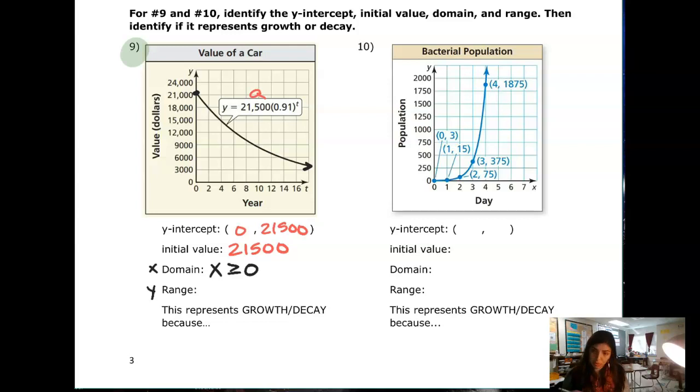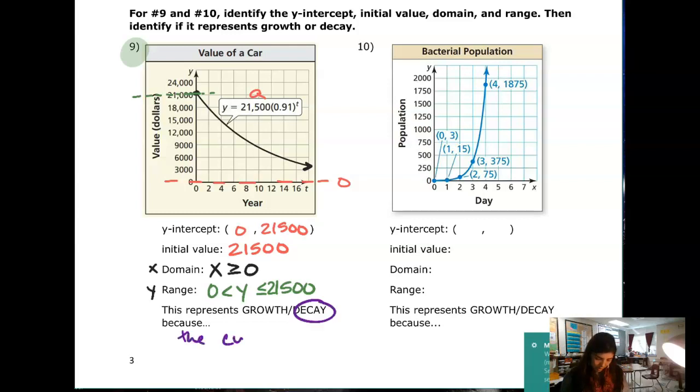For the range, I'm going to look from the bottom to the top. Hopefully you remember that these sort of graphs have an asymptote here at 0. So 0 is my bottom. That's y. And if you look up at the top of this graph, it actually has a top. The car can't get more expensive than where it started. So our top is going to be 21,500. Since this graph goes down or decreases, this is going to represent decay because the curve decreases. Also, values of cars go down over time, so this is a decaying function.